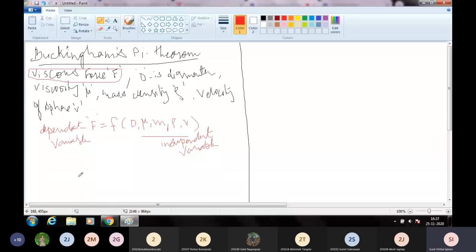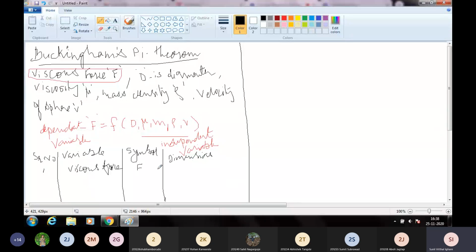This is our first step. The next step is to write the dimensions of the variables involved. We write them in dimensional form in a table with serial number, variables, symbols, and dimensions. First is the viscous force, and the symbol is capital F.